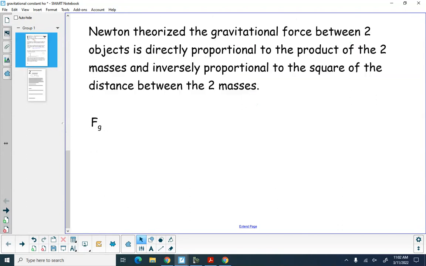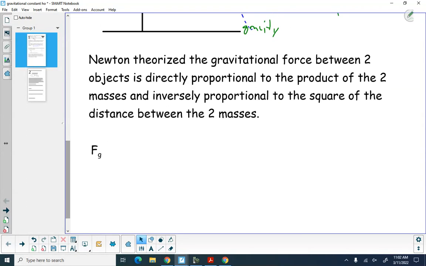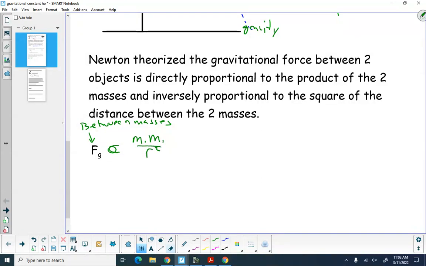So there's gravitational force between two masses. This symbol, a circle with two lines that come out, means directly proportional, or proportional, to the product of the two masses divided by the square of the distance between the two masses.